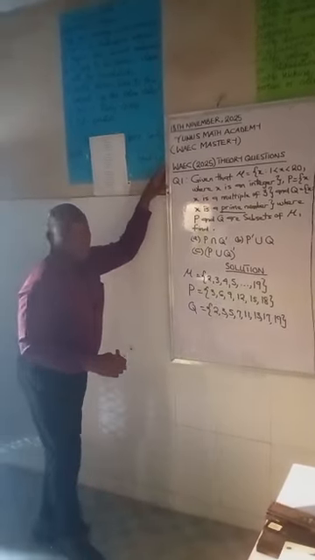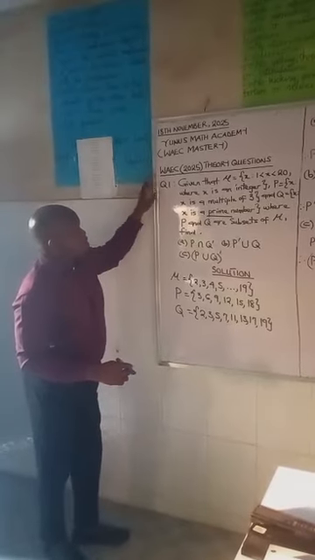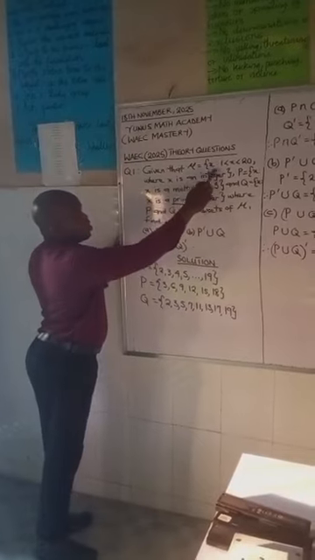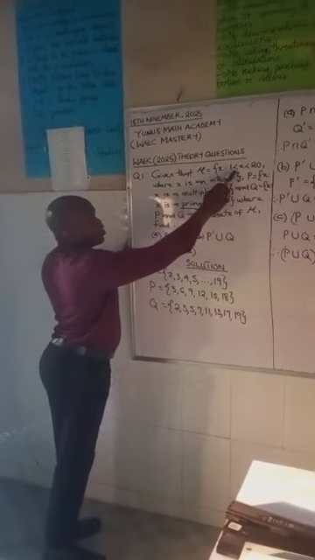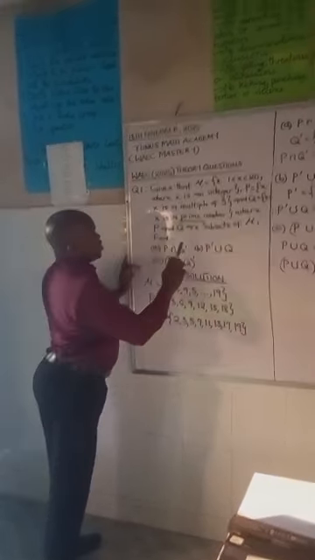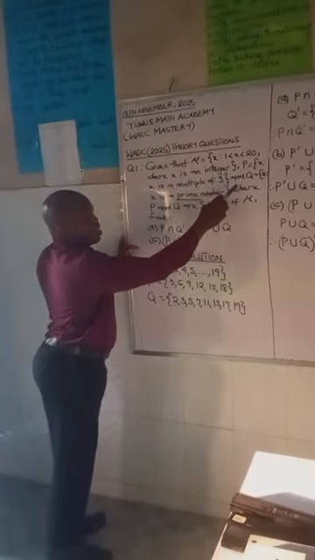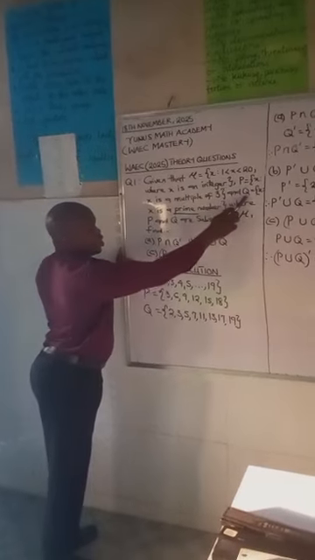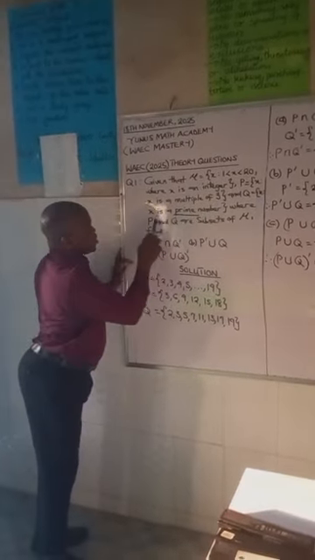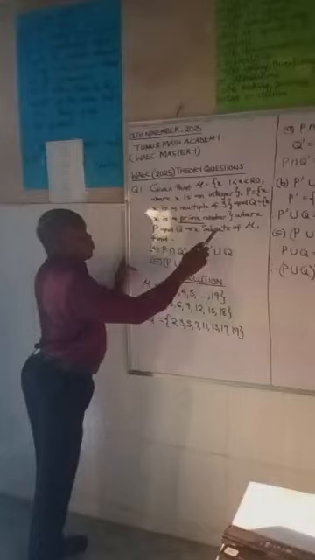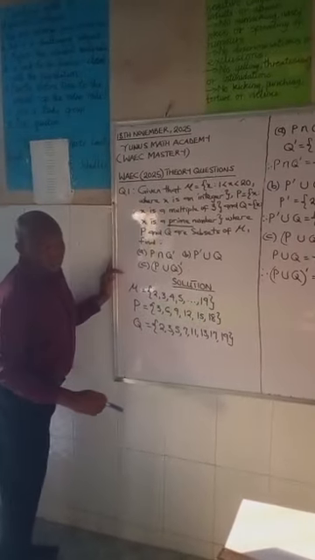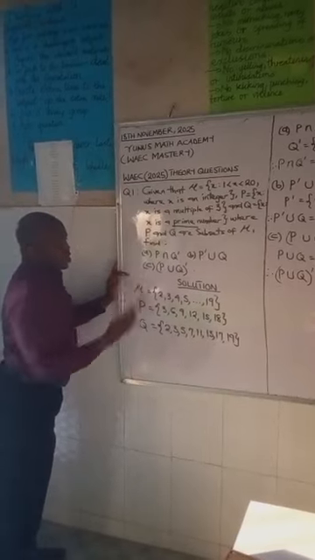Question number 1. The question is, given the universal set containing elements x such that 1 is less than x less than 20, where x is an integer, P is the set of elements x such that x is a multiple of 3, and Q is the set of elements x such that x is a prime number, where P and Q are subsets of the universal set. We are now being asked to evaluate this.